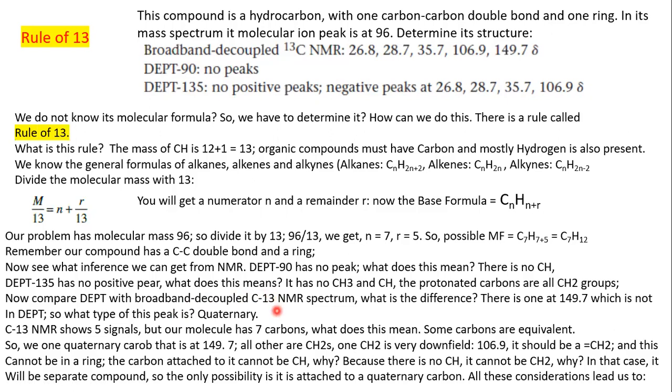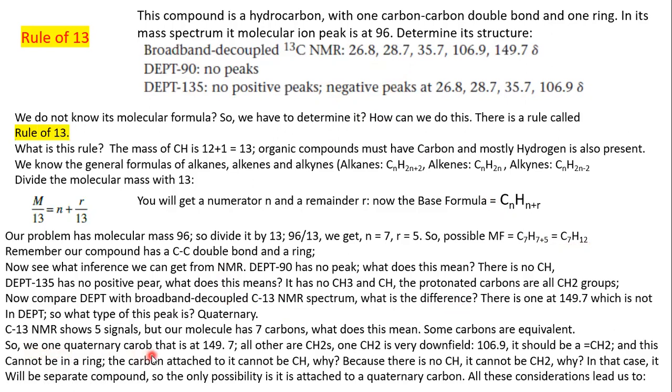About quaternary carbons. Okay, so C13 NMR shows 5 signals, but our molecule has 7 carbons. Okay, good. Using this technique and this data, we have come to this formula. That is, it is having how many carbons? 7 carbons. But C13 broadband decoupled spectrum shows that there are 5 carbons. It means what? It means some carbons are equivalent.